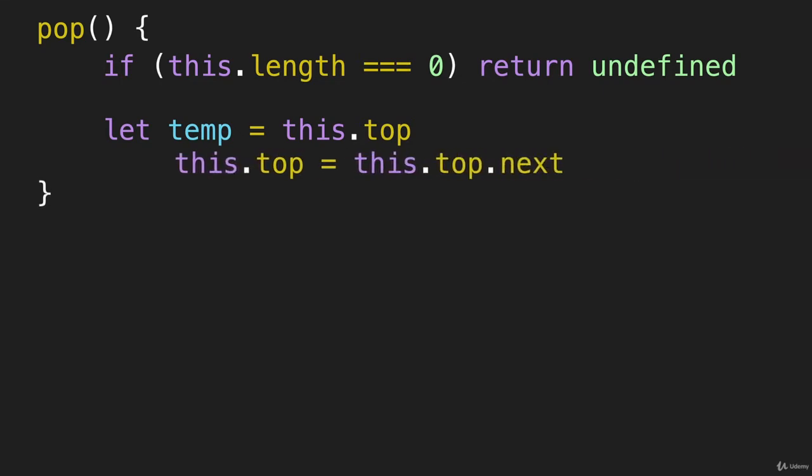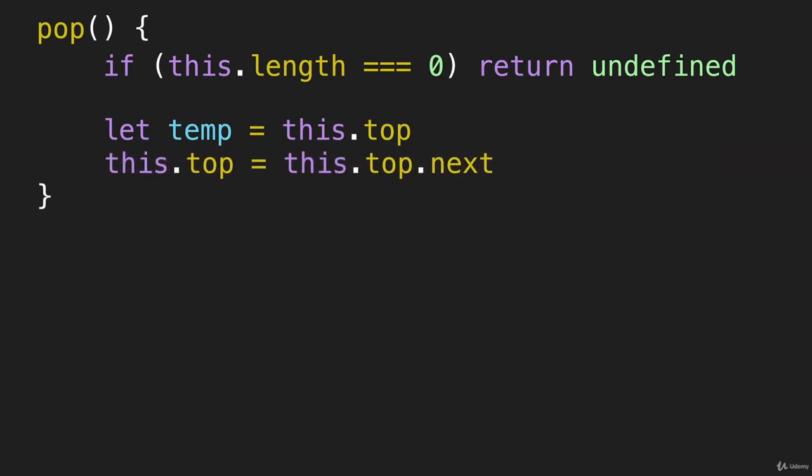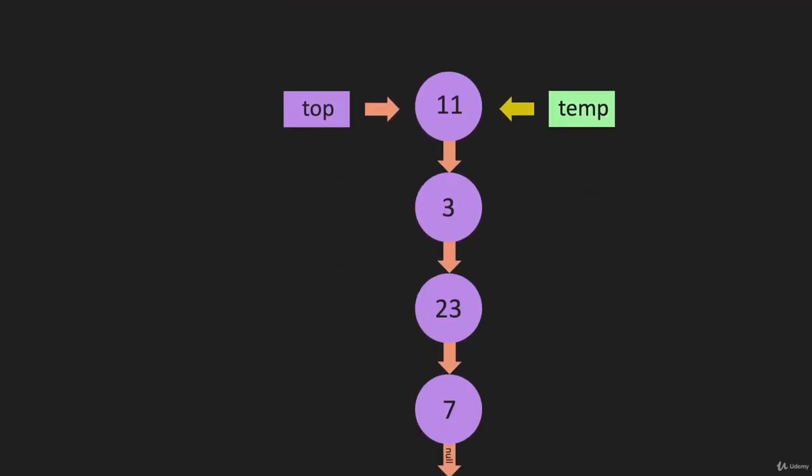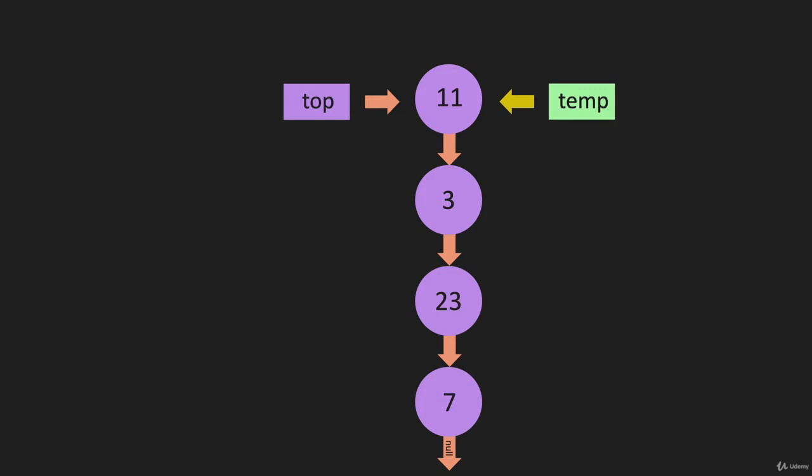Then we're going to say this.top equals this.top.next, which will look like this. This.top equals this.top, like that, dot next, and that moves top down to point at the 3 node.